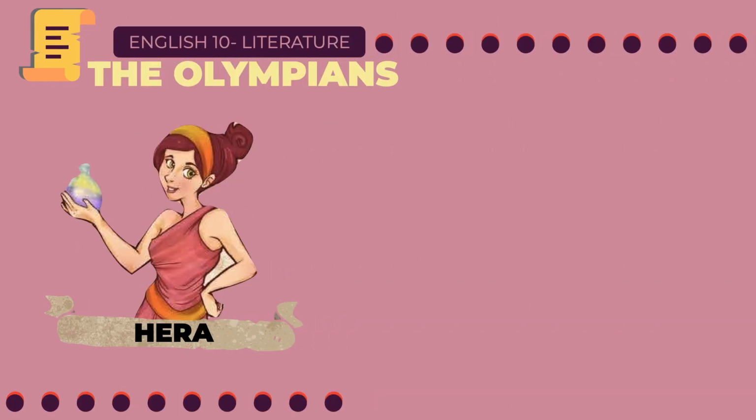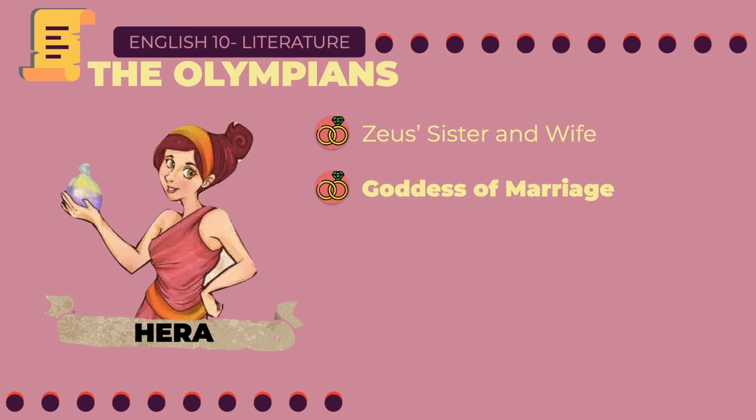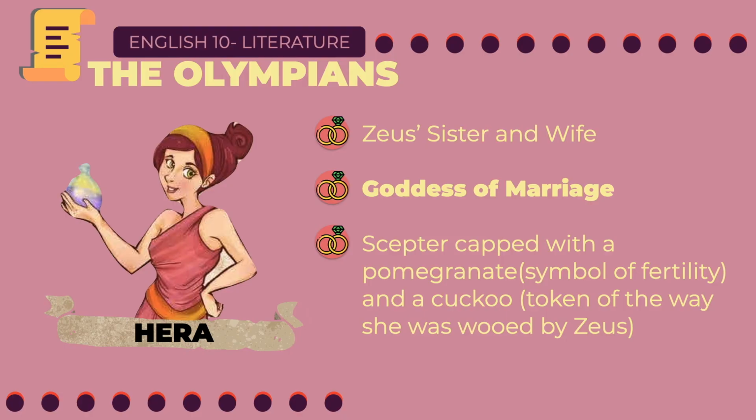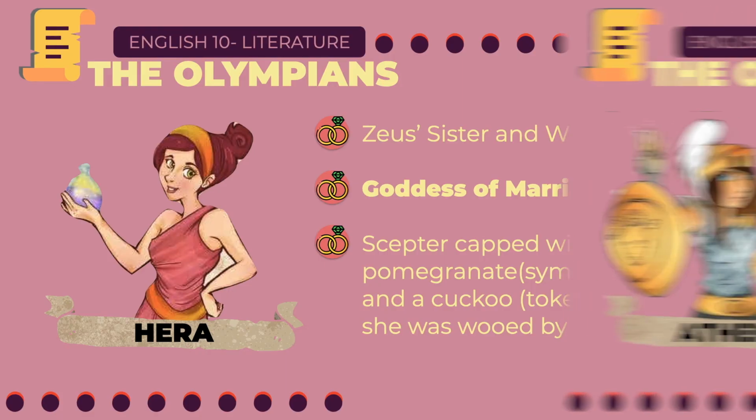The next goddess is Hera. She is the wife and sister of Zeus. She is known to be the goddess of marriage. As such, she is also the deity most associated with family and the welfare of women and children. Her marriage, however, was an unhappy one, since Zeus had numerous affairs. She was usually portrayed alongside Zeus as a fully clothed matronly woman of solemn beauty, wearing a cylindrical crown called polos, or a wreath and a veil. Sometimes, she carries a scepter capped with a pomegranate and a cuckoo, the former a symbol of fertility, and the latter a token of the way she was wooed by Zeus.